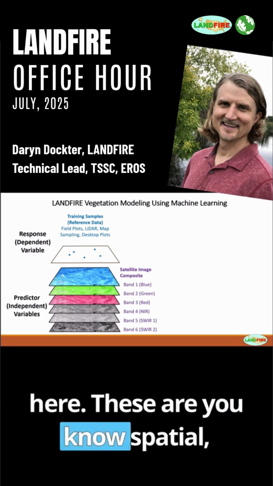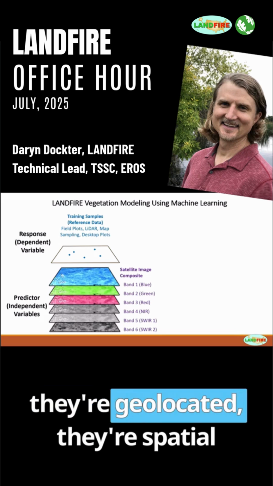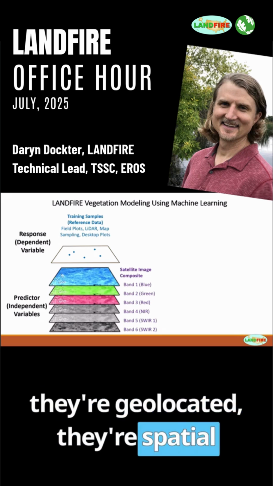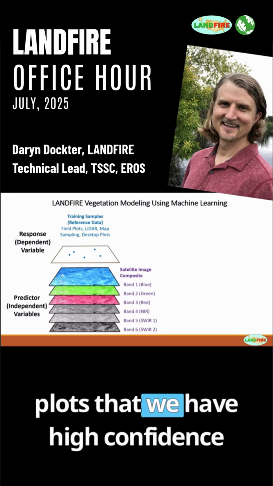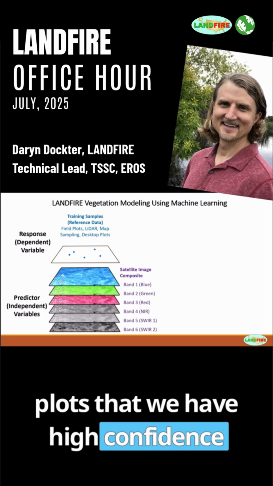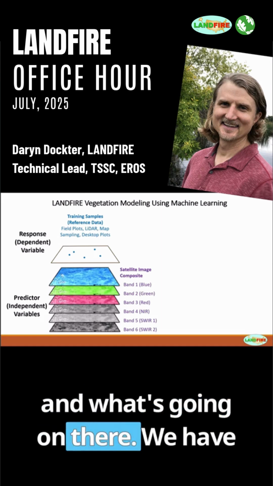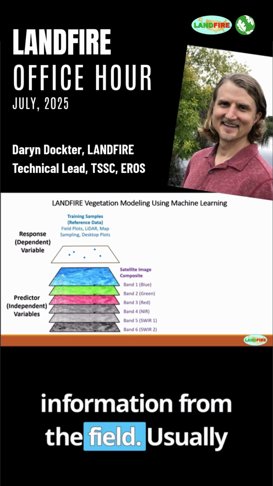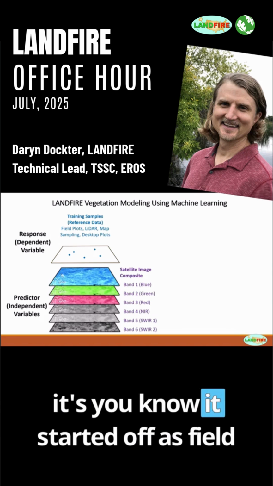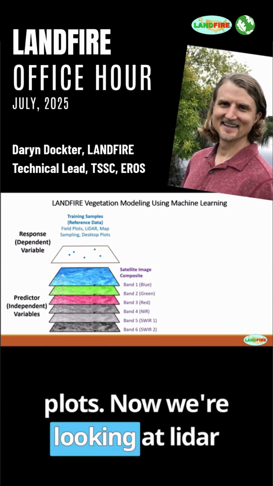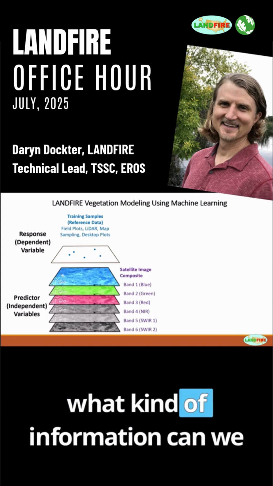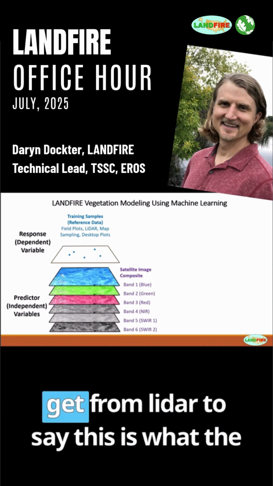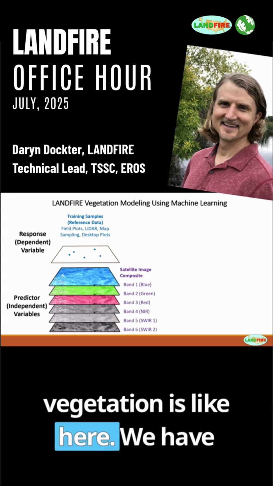These are geolocated, spatial plots that we have high confidence in what's going on there. We have information from the field. Usually it started off as field plots. Now we're looking at LiDAR. What kind of information can we get from LiDAR to say this is what the vegetation is like here?